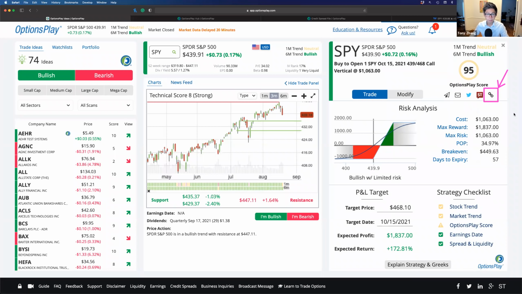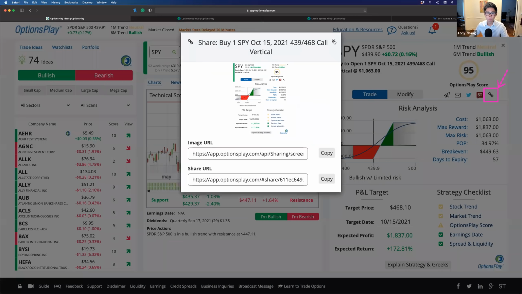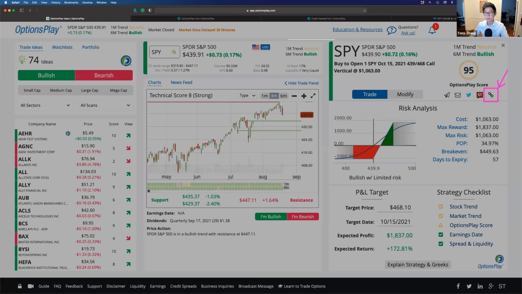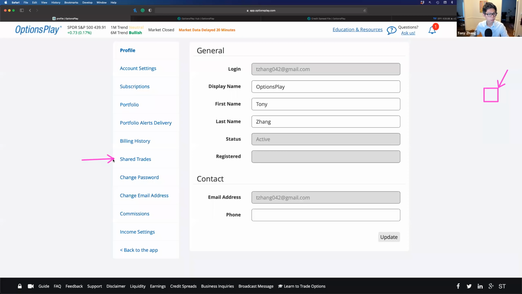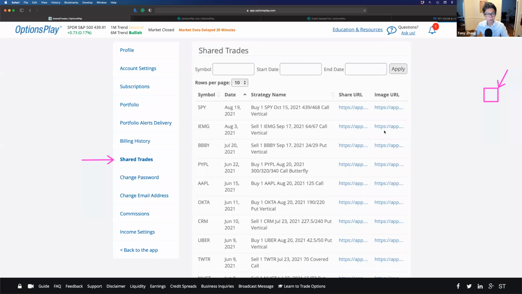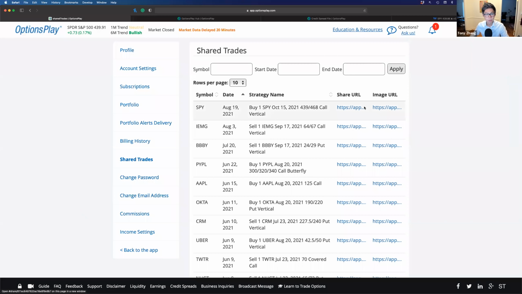And when you do that, once you've created it, it'll be saved. You can go into your profile and go into shared trades. And this is going to be a collection of all the trades that you have placed.